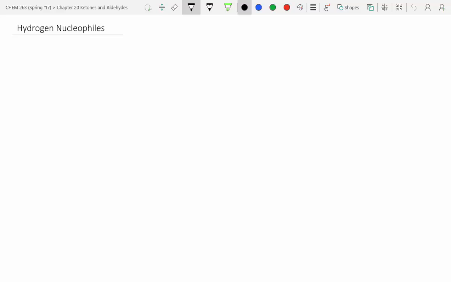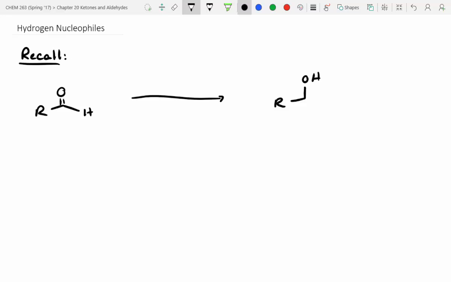So in the case we saw with alcohols and nitrogen, those are reversible reactions. There are some nucleophiles that just simply are not reversible. So hydrogen is a good example of this. Let's say I've got an aldehyde, and I want hydrogen to act as a nucleophile in order to give us an alcohol. What reagent will I need?